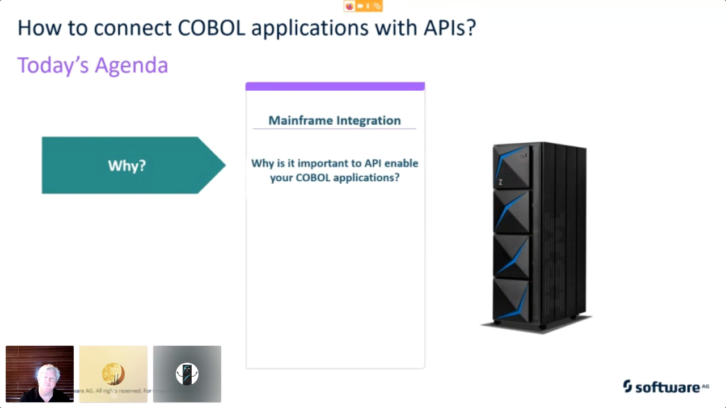So let's start off with the why. And I will tell you, I am an IBM mainframe evangelist. I will talk about it to anyone that will listen, and I will talk about API enabling your COBOL applications. I'm a big fan of that, big fan of the mainframe. So a lot of what you're going to hear about today, if you take nothing else away, it's why this is important and what to think about when you're thinking about API enabling your applications.